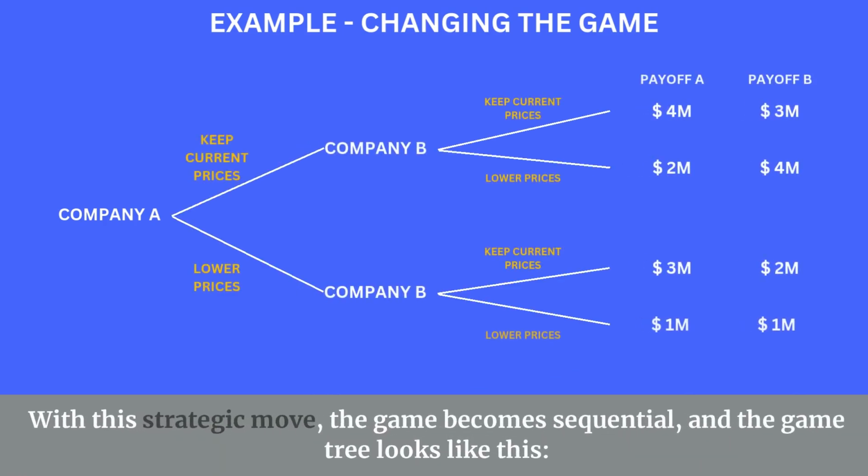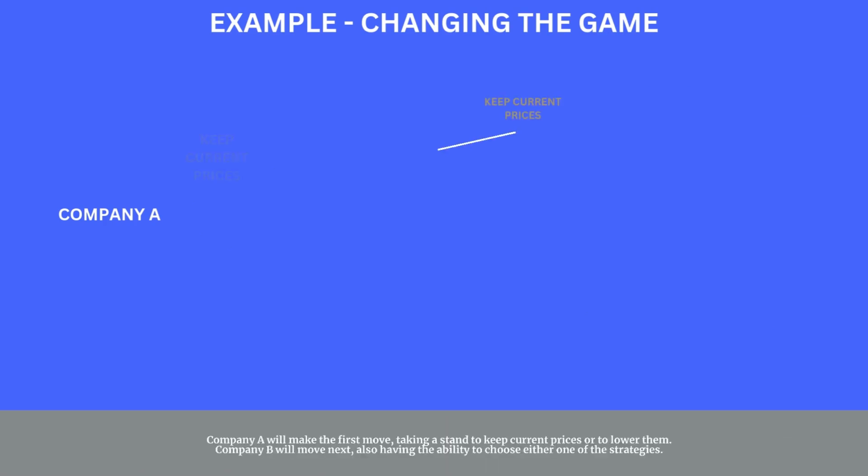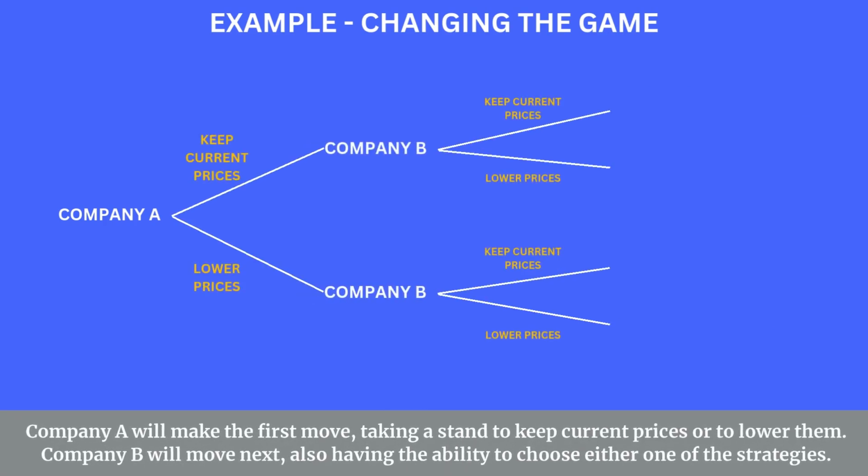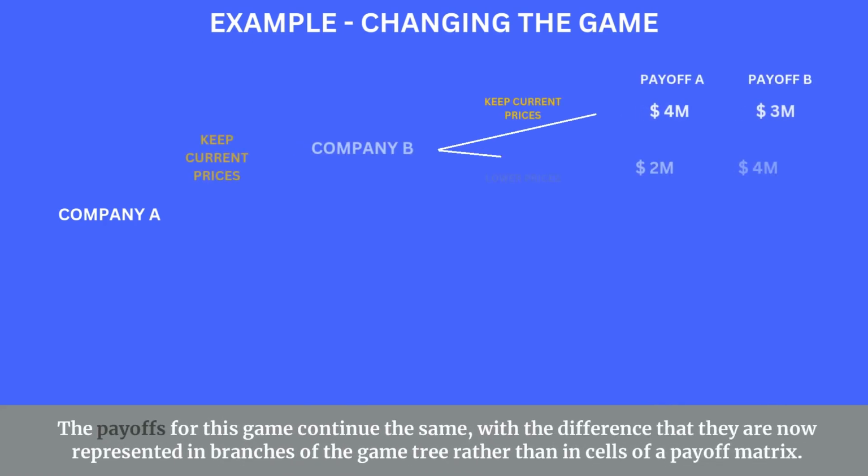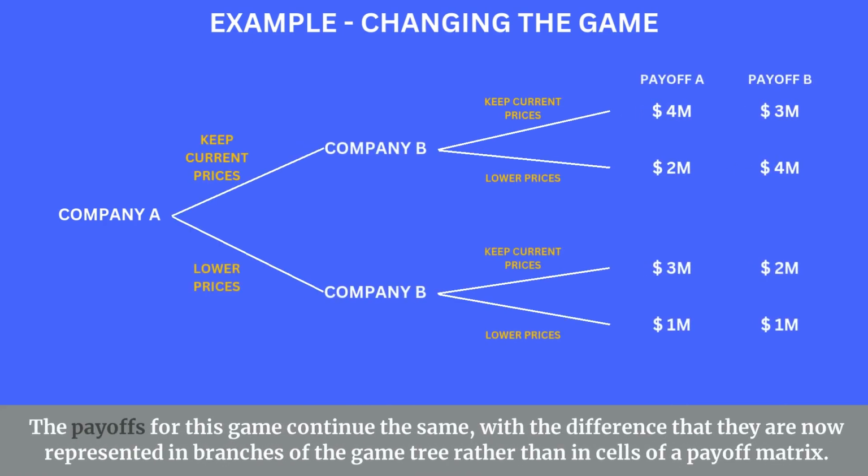With this strategic move, the game becomes sequential, and the game tree looks like this. Company A will make the first move, taking a stand to keep current prices or to lower them. Company B will move next, also having the ability to choose either one of the strategies. The payoffs for this game continue the same, with the difference that they are now represented in branches of the game tree rather than in cells of a payoff matrix.